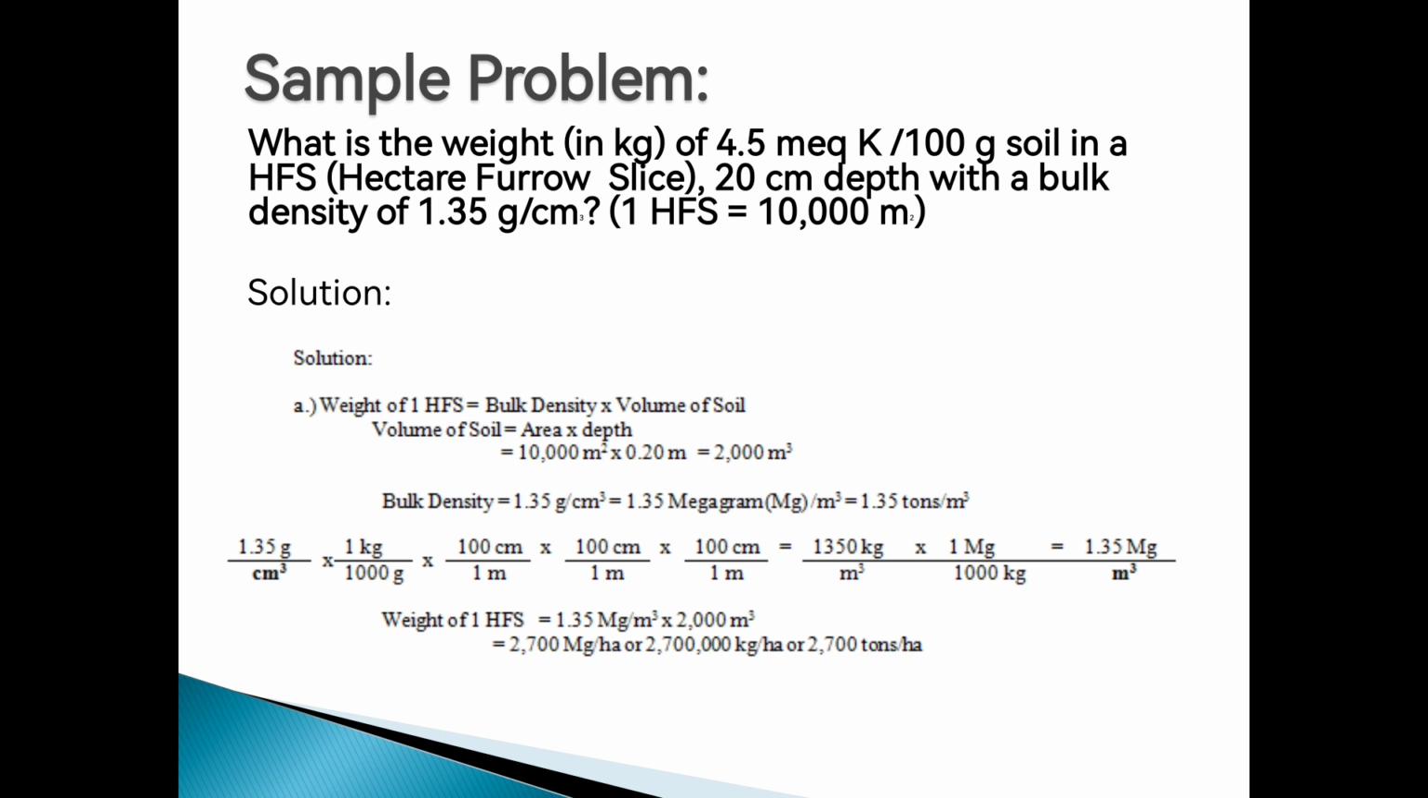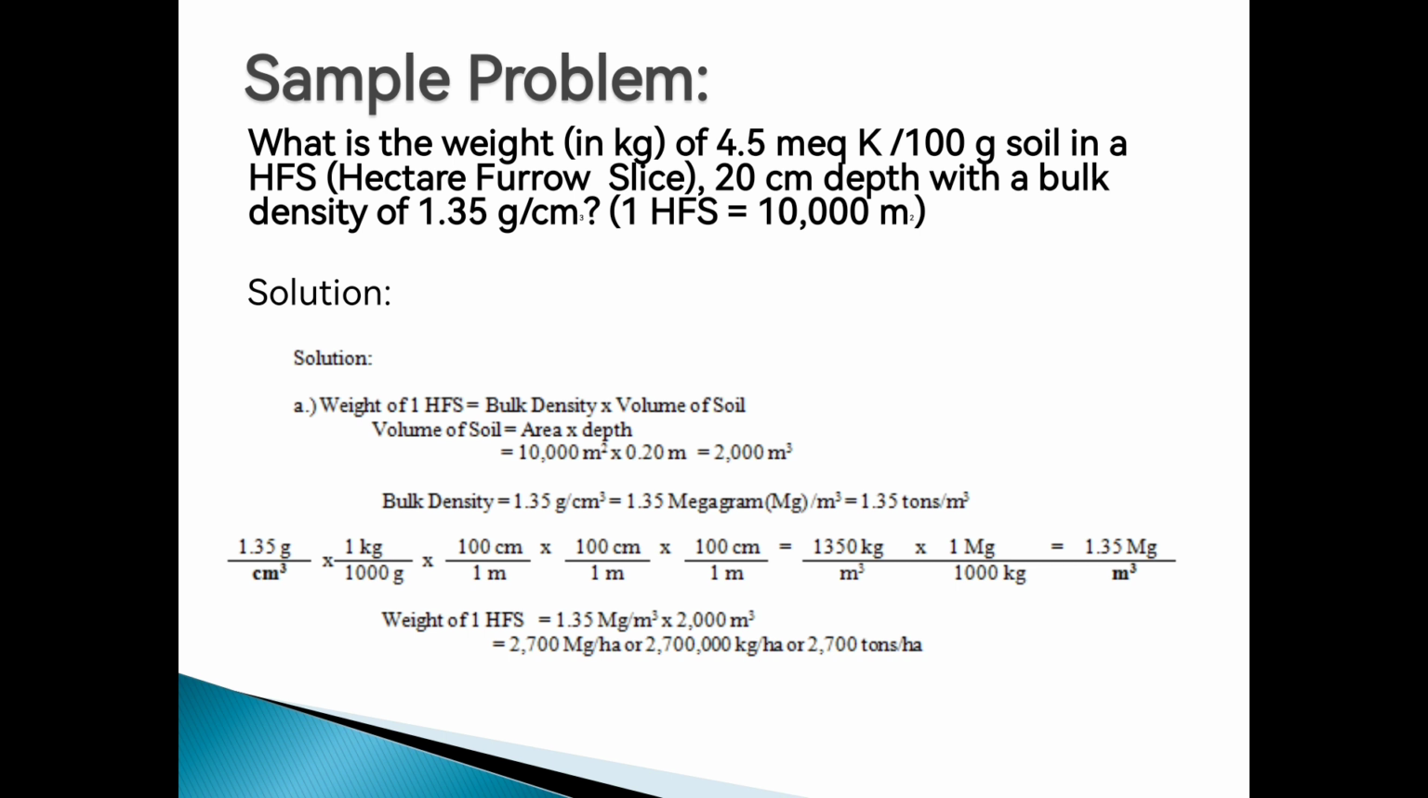So you just have to multiply that, and to calculate the weight of your 1 hectare soil, you just multiply the 1.35 tons per cubic meter times the volume of your soil. So 1.35 megagram or tons per cubic meter times the 2,000 cubic meter will give you a result of 2,700 megagram per hectare, or 2.7 million kilo per hectare, or 2,700 tons per hectare. We are not done yet, guys.